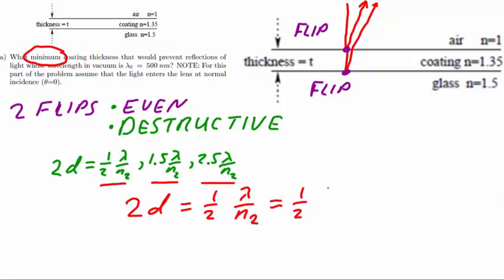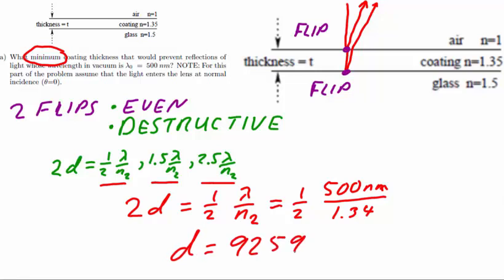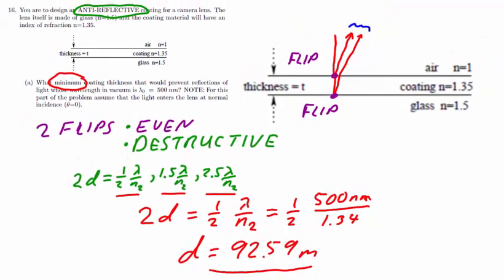Given that the wavelength of the green light is 500 nanometers and the index of refraction of the medium is 1.35, we're able to easily solve for the distance d, and we come up with a result of 92.59 nanometers. In a real camera lens, actually many layers of thin film coatings are applied to try to prevent reflections across the wavelength of visible light. These kinds of coatings are also used in glasses.